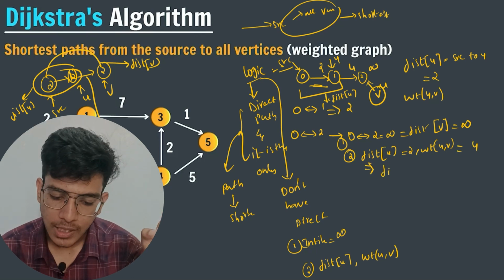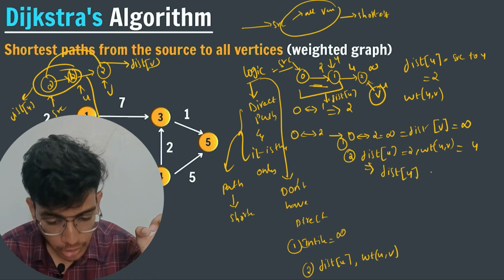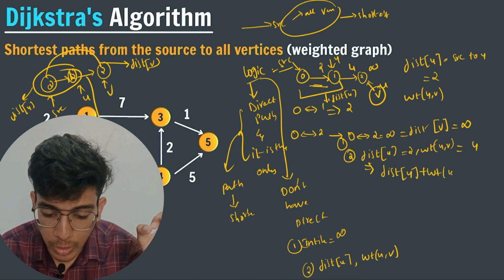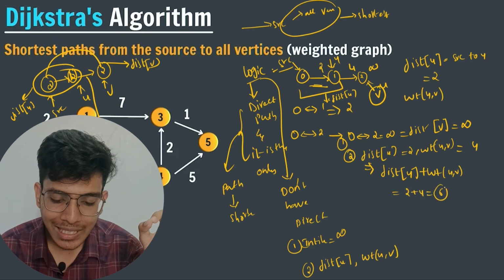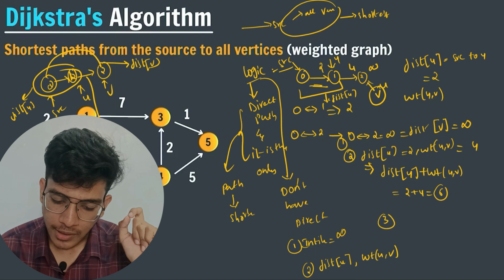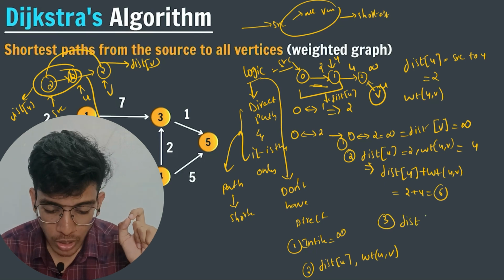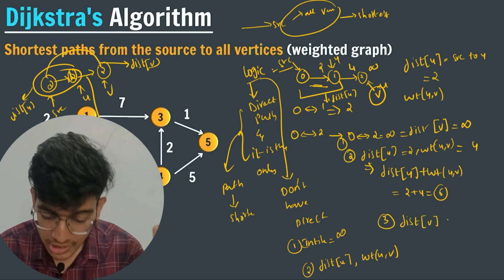Then what I will do is calculate distance of u plus weight of u comma v. Here you can see that 2 plus 4 is giving me 6 as the answer.